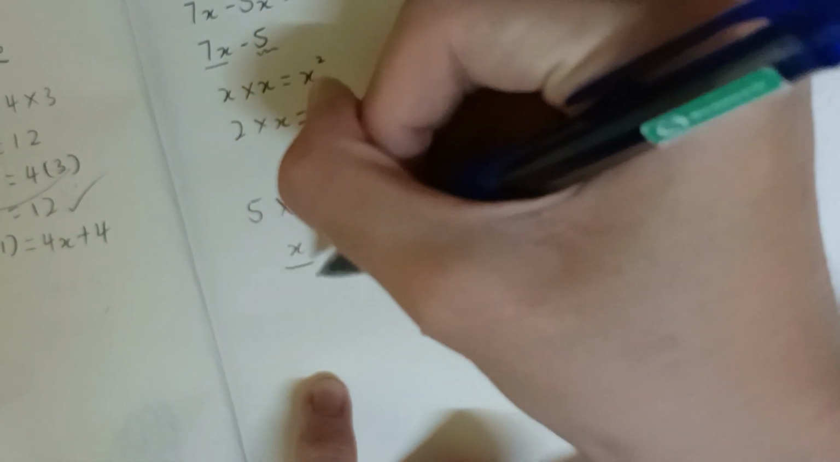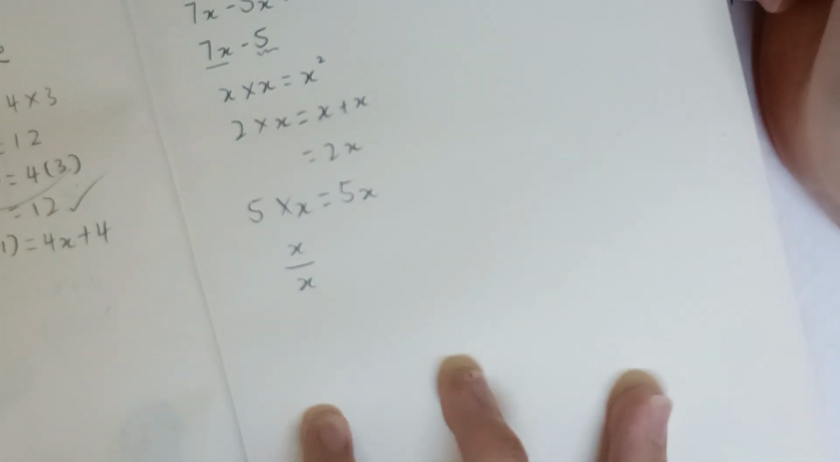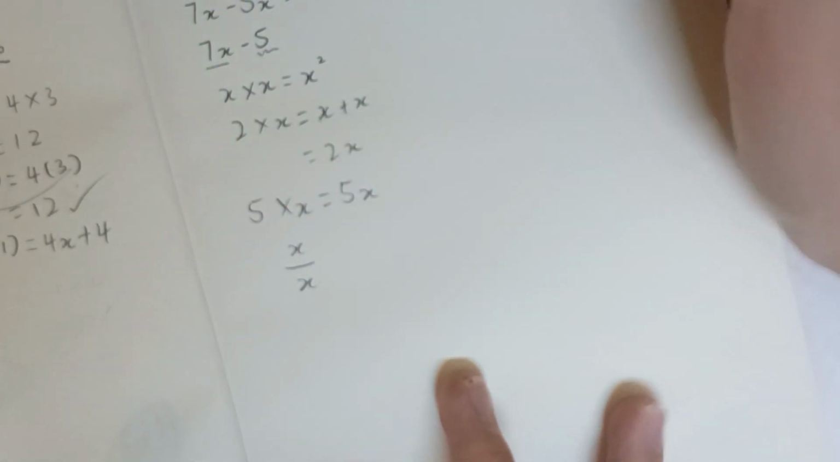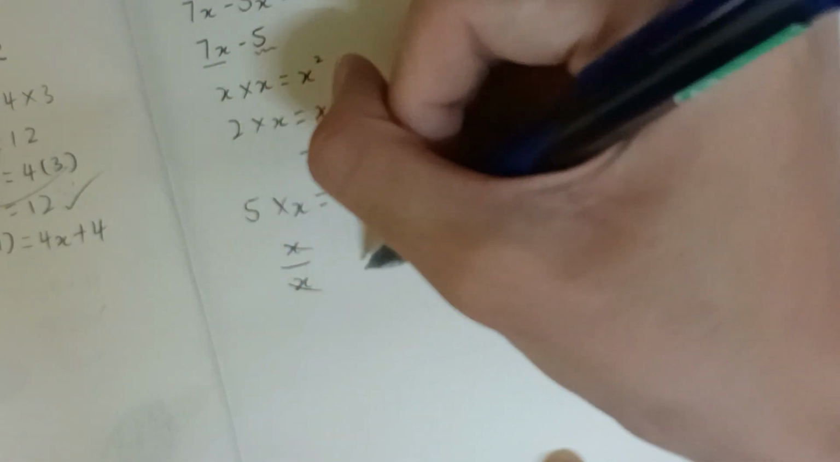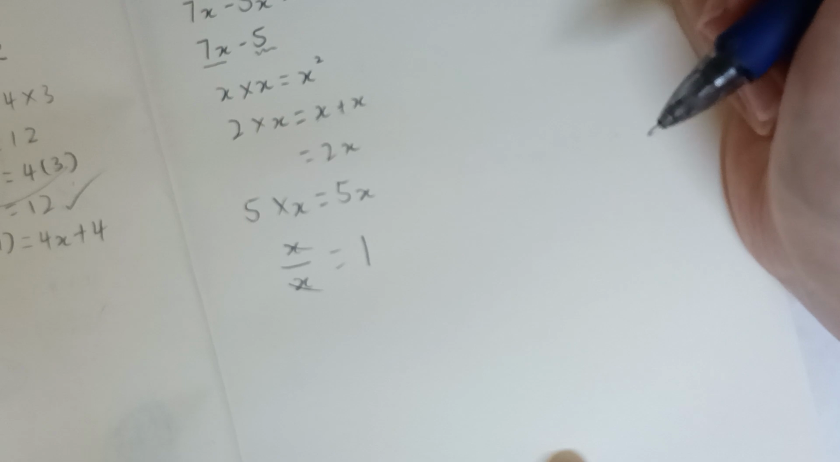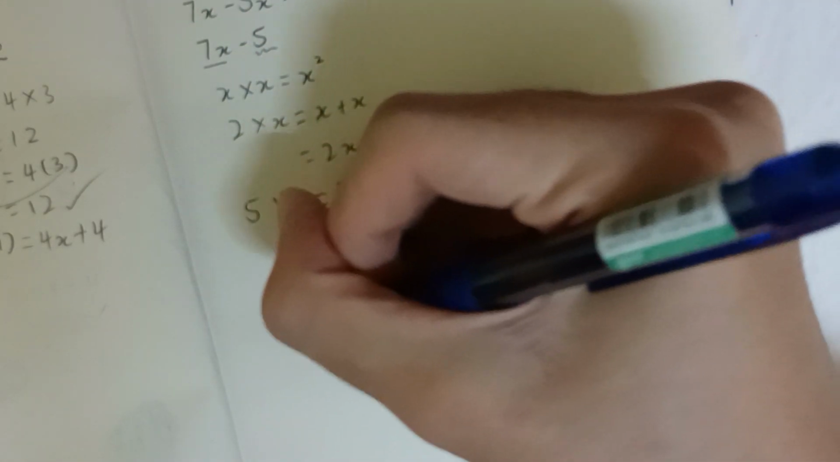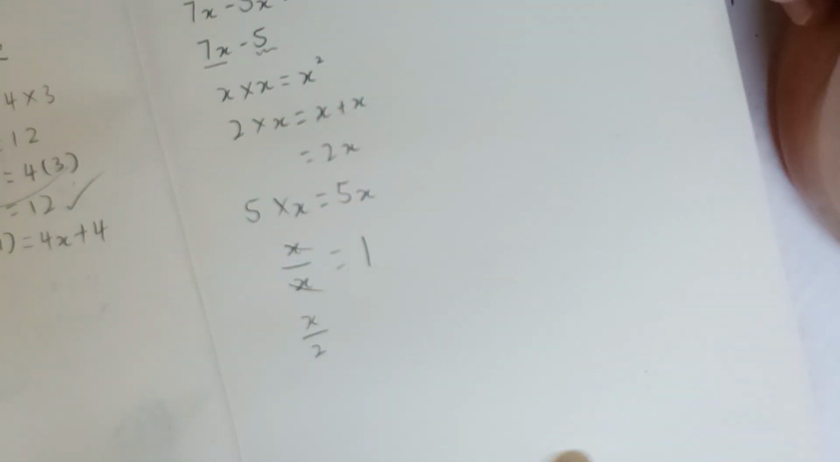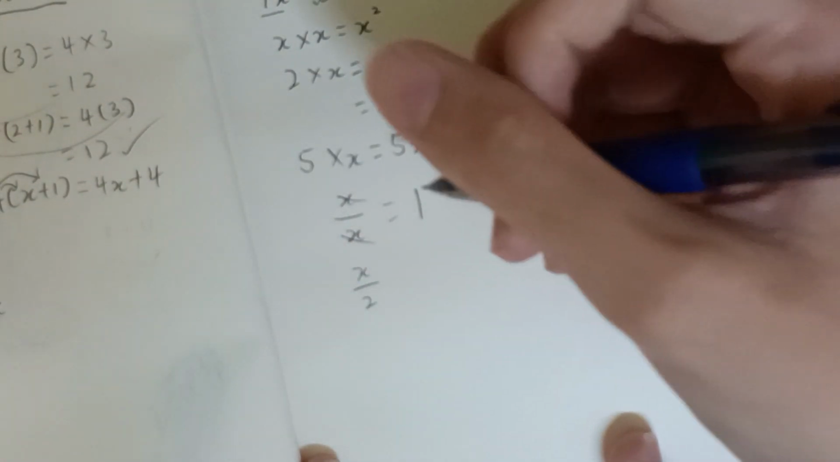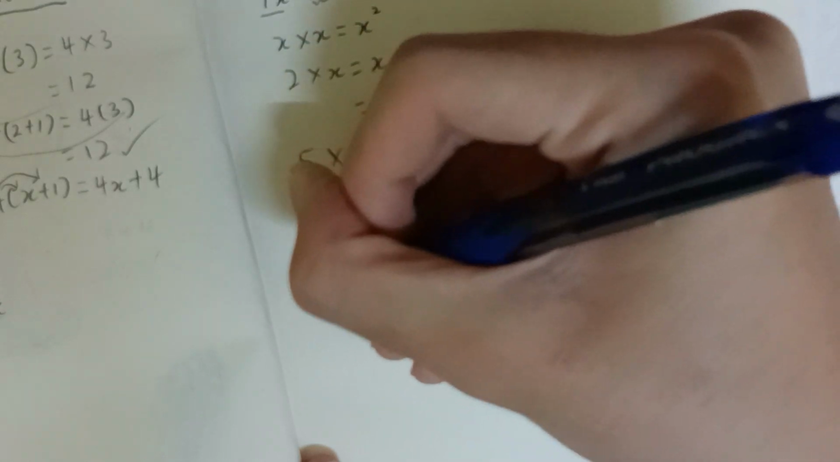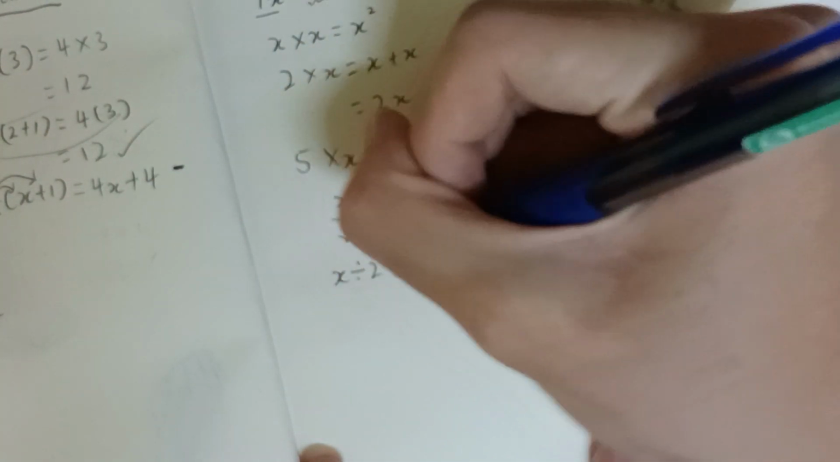The last one is x over x, or x divided by x. Any number, when you divide it by itself, you actually cancel each other out, which is 1. What about x over 2? x over 2, it is just x over 2. It actually means x divided by 2.